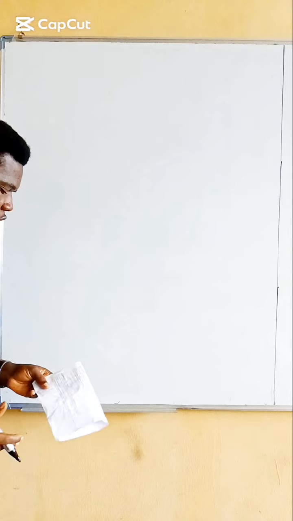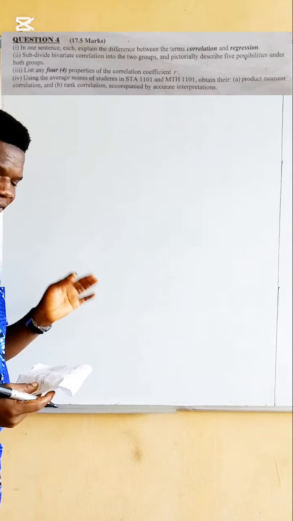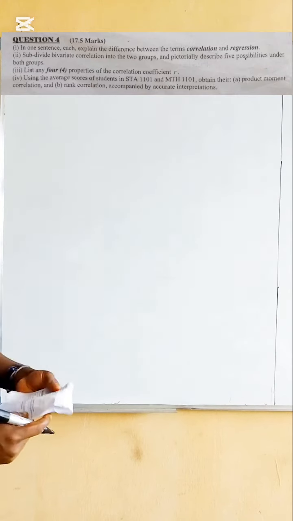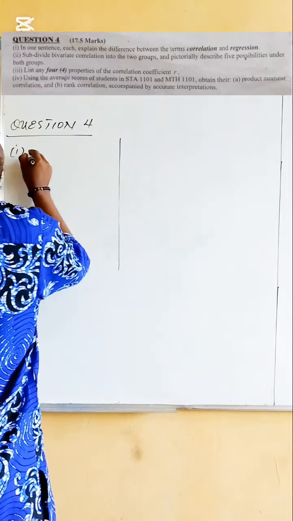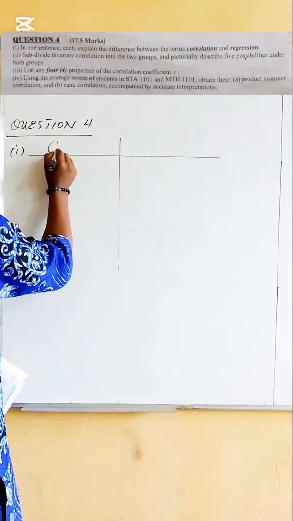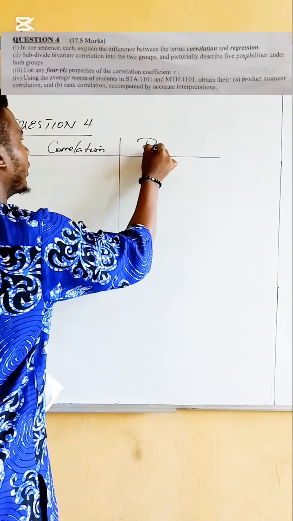Now in question 4, what we shall be looking at is the following. The question reads, for i, under question 4, in one sentence each, explain the difference between the terms correlation and regression. So let's get that done. For the difference between correlation and regression, I'm going to write here correlation, and I'm going to write here regression.